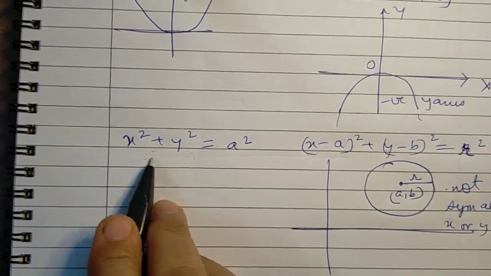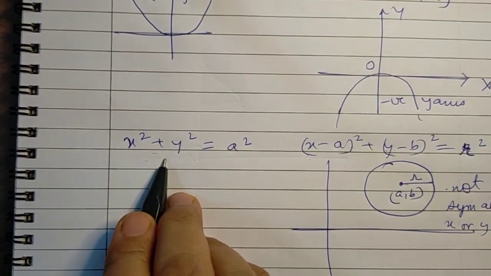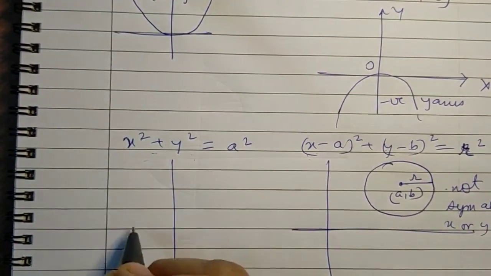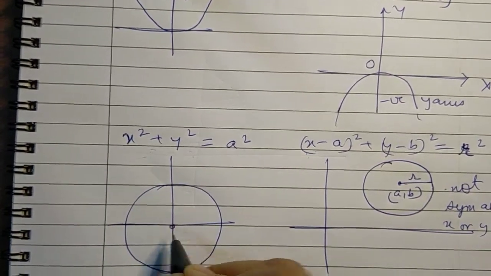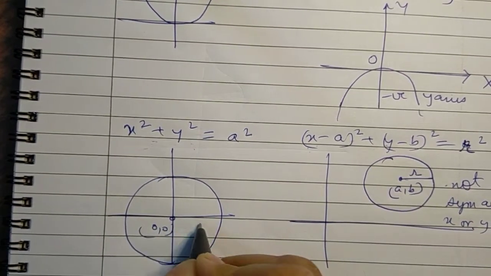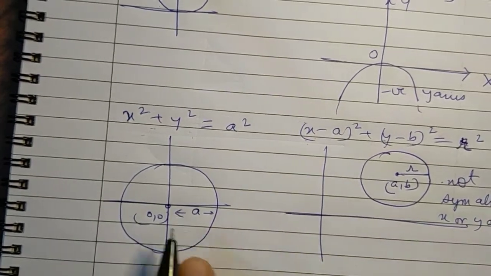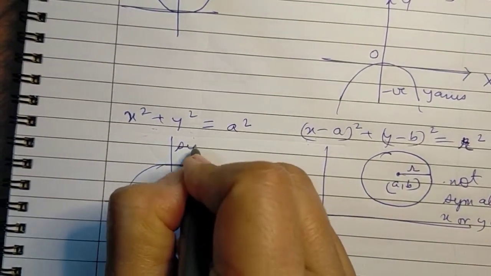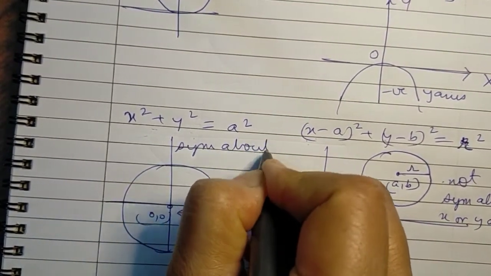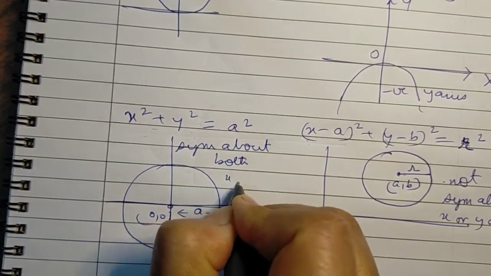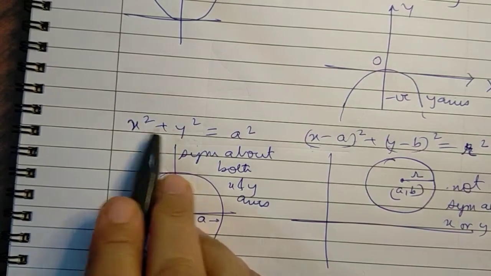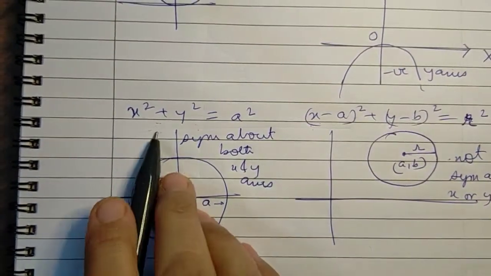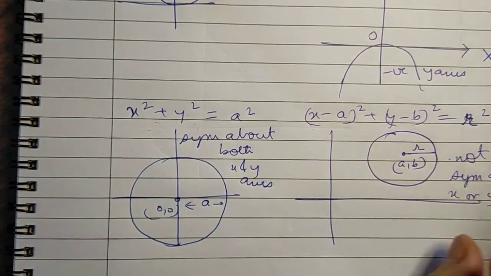Whereas if you have it with center at the origin, this is a circle having center at the origin and radius equal to a units. Now this is symmetric about both the x and y axis. The reason being, both x and y are purely in even powers.